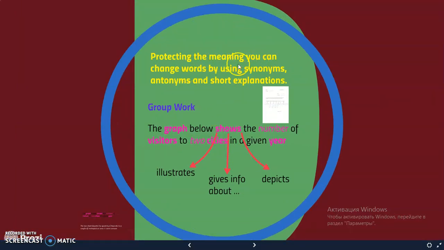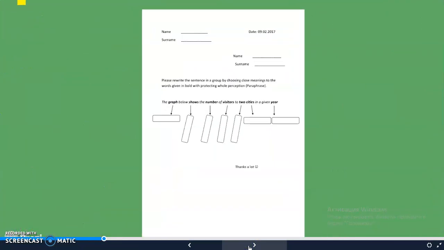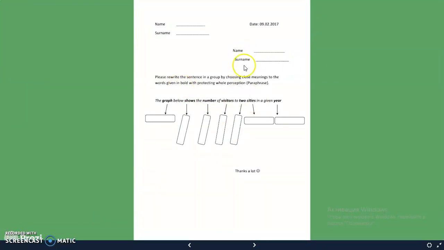So protecting the meaning, you can change the words by using synonyms, antonyms, and short explanations. Group work: the graph below shows the number of visitors to cities in a given year; illustrates, gives information about, and depicts. Now we are paraphrasing. So your task is, at first you will have to write your name, surname here, and please rewrite sentences in a group by choosing close meanings to the words given in bold while preserving the whole meaning. So you will have to change graph, shows, number, visitors, cities, year. This is a home task.